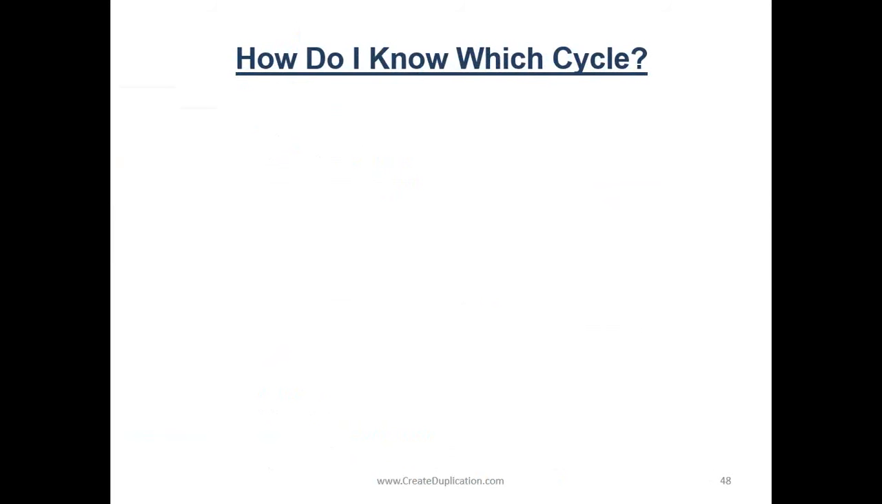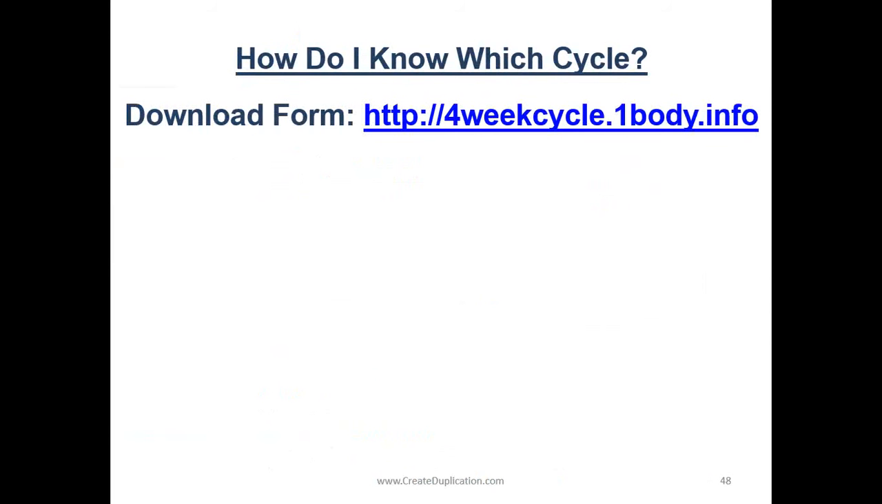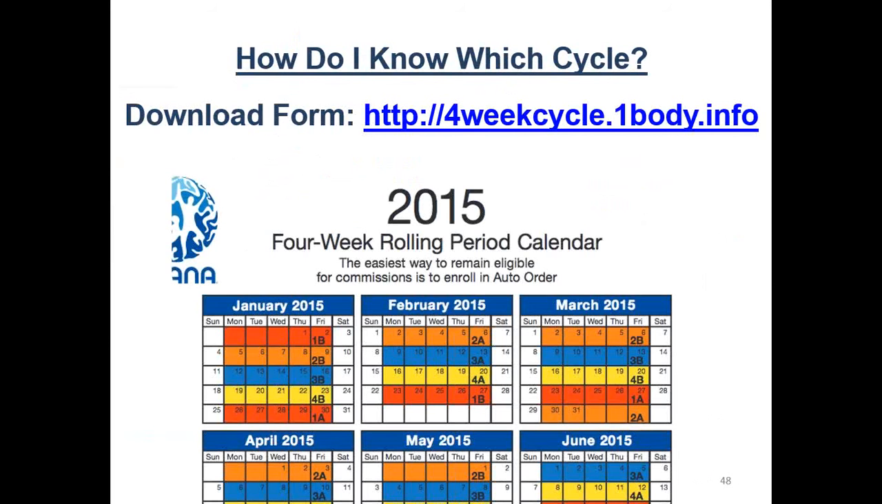Now, how do I know which cycle Marianne started her USANA client account? Well, it's very simple. There's a form called 4weekcycle.onebody.info. You can go to this link and you're going to get a PDF. You're going to see it looks just like this. It's nice and colorful. Print out a color copy of this because you're going to use it a lot. So when you go there, you get that form.